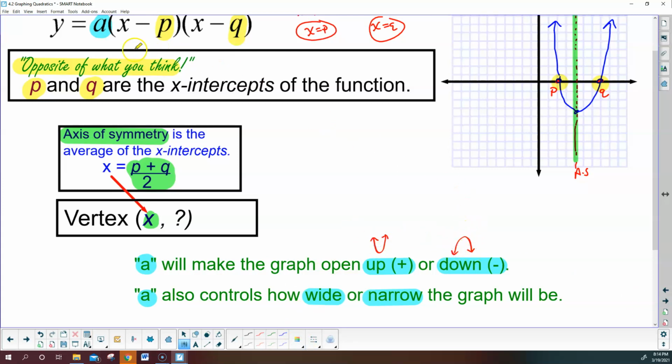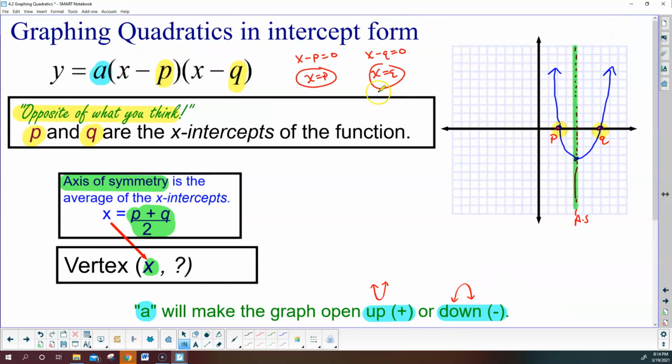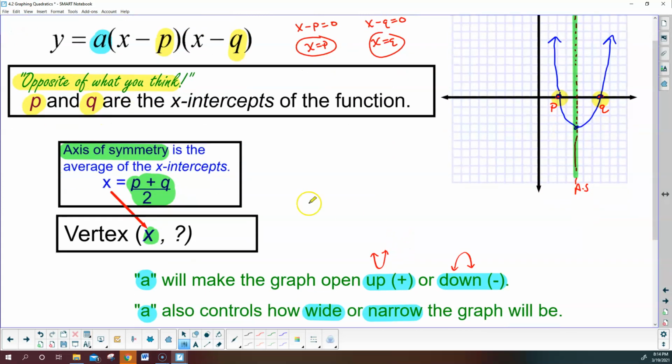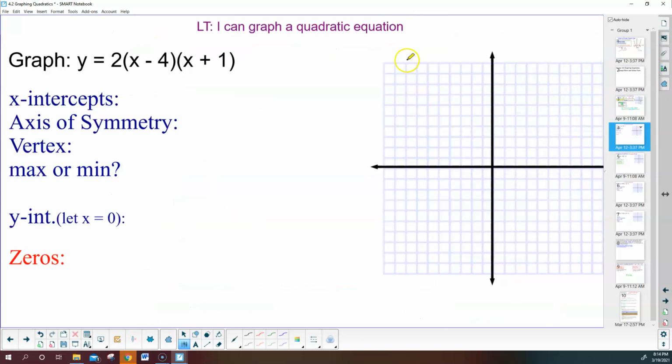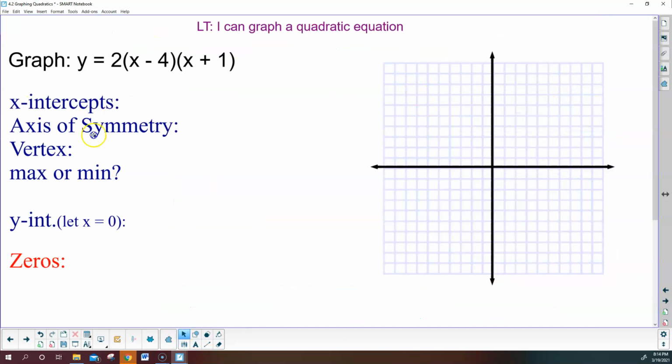We know a lot about this parabola before we even graph it, just from the items that are present in the equation itself. And in this case, it is in the intercept form. So feel free to pause this video to get all of these notes down. And then we're going to go through and show you how to actually graph using this notation. Okay, so here's what we got. I'm going to set this up.